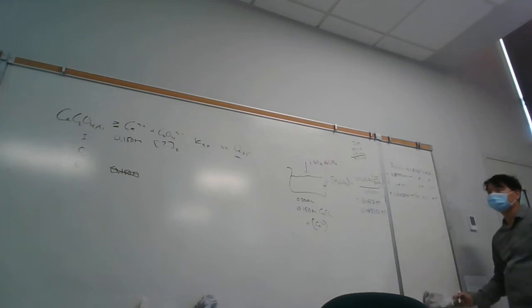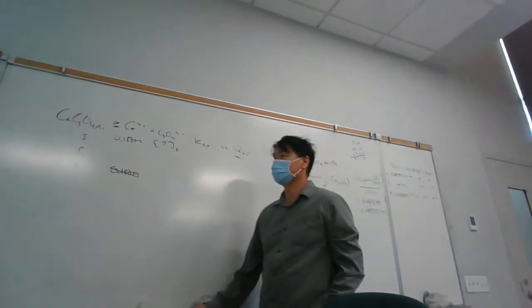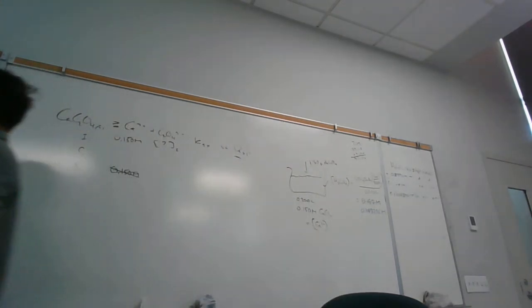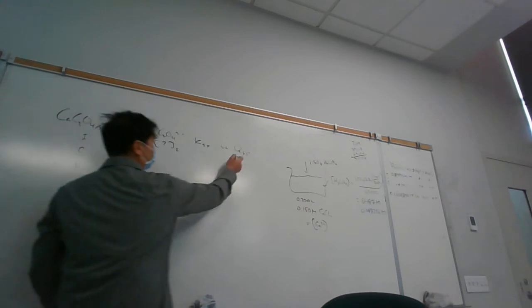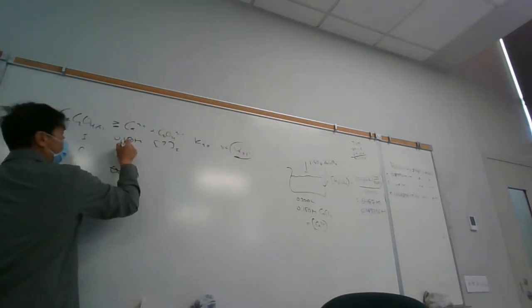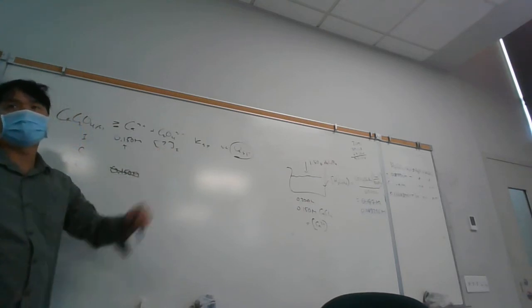How did you know that that would be your step one, from everything else that we've done? Because whenever they ask you a question like this, will it precipitate or won't it precipitate, we need to know what the concentrations are to determine that. And so this would be QSP here. The problem is we're given the concentration of calcium, but we aren't given the concentration of oxalate.